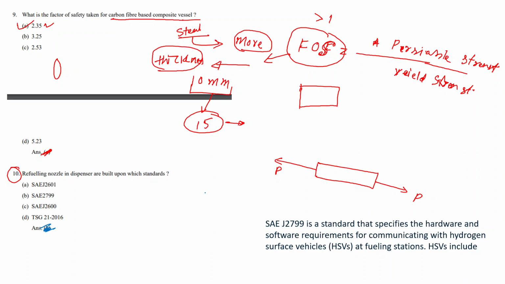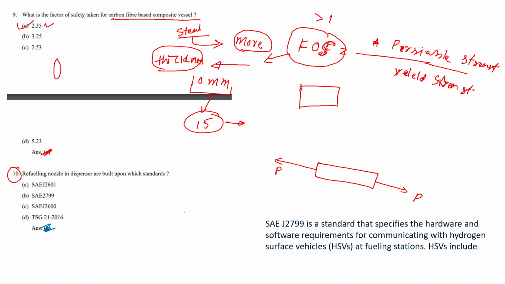A nozzle and dispenser is, I think, the same. Yes. And another one is the distributor pipeline standard. So there are three standards you have to remember. I am coming to the PPT slide, and then you can understand.